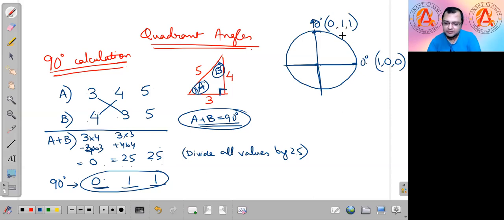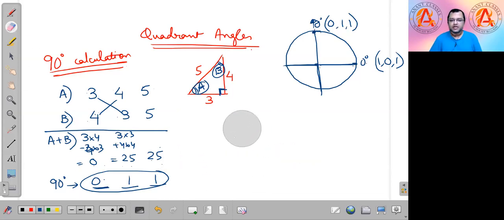Everyone? 1, 0. Why am I changing this? Yes. 0, 1, 1. Now see, from here, we can get the values for 180 as well as 270.